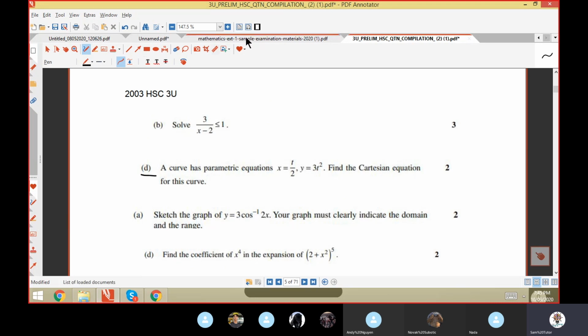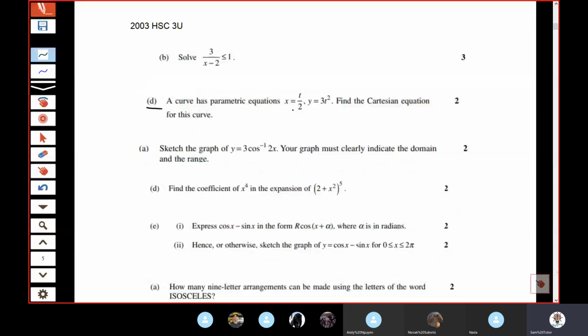A curve has parametric equations x equals t on 2, y equals 3t squared. Find the Cartesian. What do we do? Make t the subject. You see how that was instinct? That's the idea. You really meant to be thinking. So t equals 2x, sub it in. y equals 3 times (2x) squared, 4 times 3 is 12. Done. Any questions?